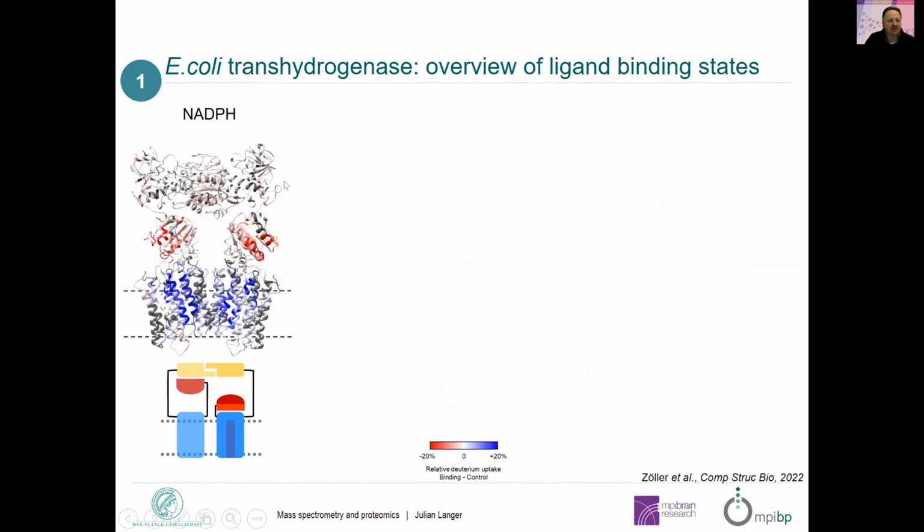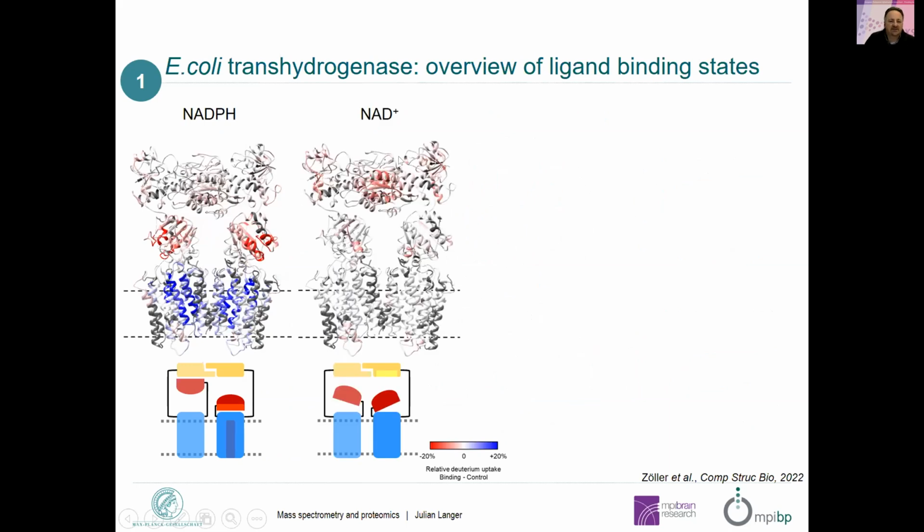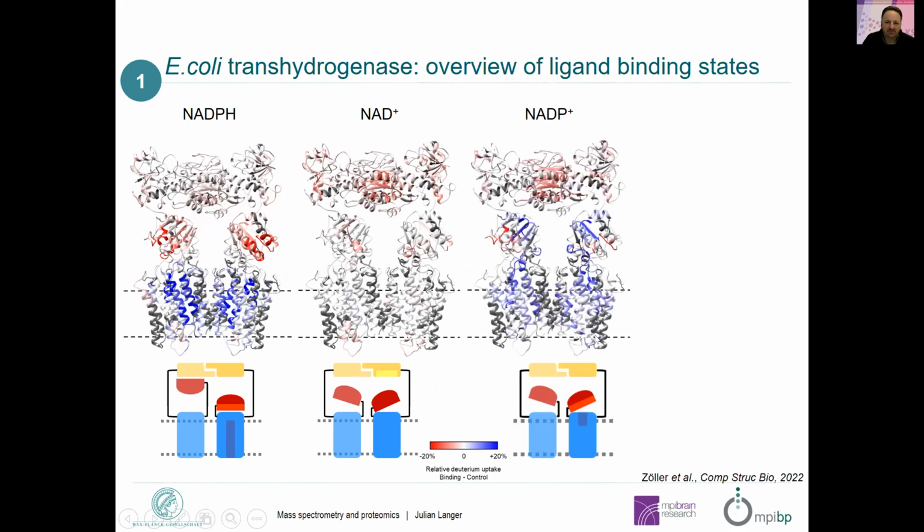So this is again the NADPH state. Then next we looked at the NAD plus state, and you can see that the NADH binding site is actually up here. So we see moderate binding here, but we see no effects in the rest of the protein, particularly no changes in the transmembrane segments. So that fit the model very well.